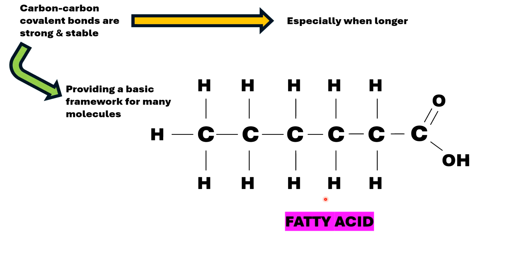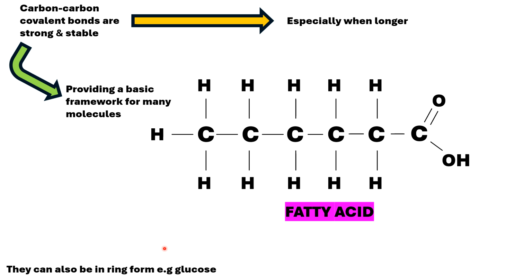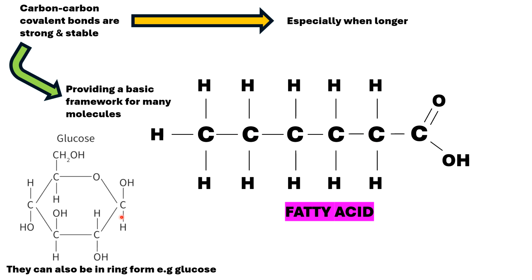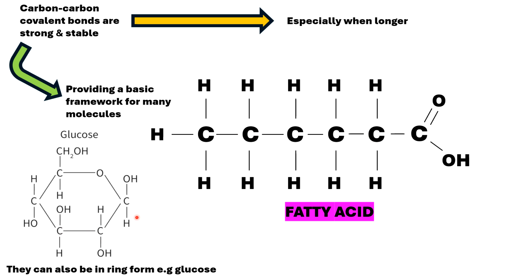Now, this, for example, is a fatty acid. There's going to be a hydrocarbon chain, and it's a chain, as you can see here, and it's going to end with a double bond between a carbon and an oxygen, and a bond with a hydroxide, an OH. Now, these carbon-hydrogen bonds, or carbon-carbon bonds, can also be in ring form, as you can see here, glucose. So they can either be a chain or a ring.